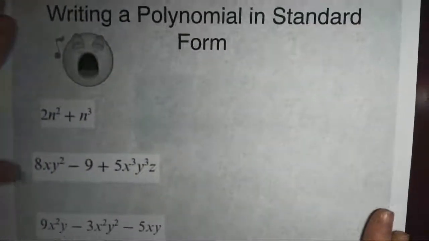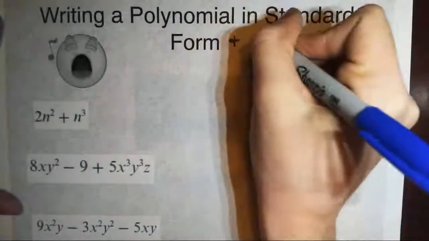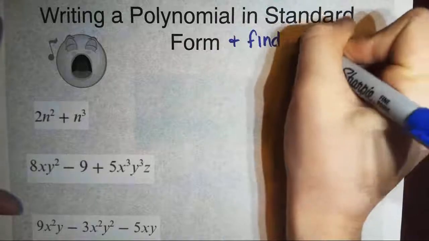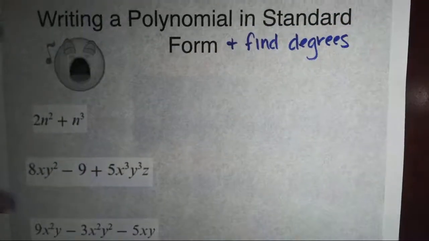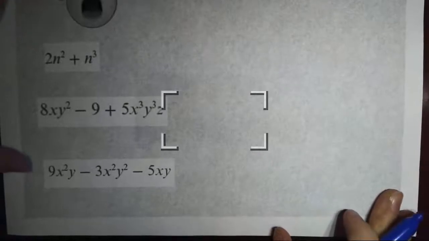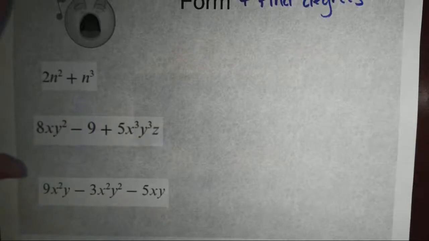Alright, so we are going to use this to write polynomials in standard form, and we're going to find their degrees. These examples need to be in your notebook. Okay, so first of all, we have 2n squared plus n to the third. This is a binomial because it has 2 terms.